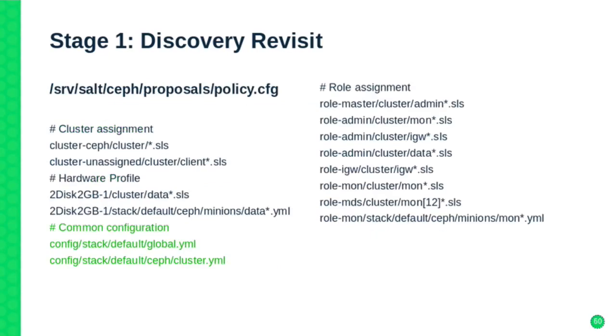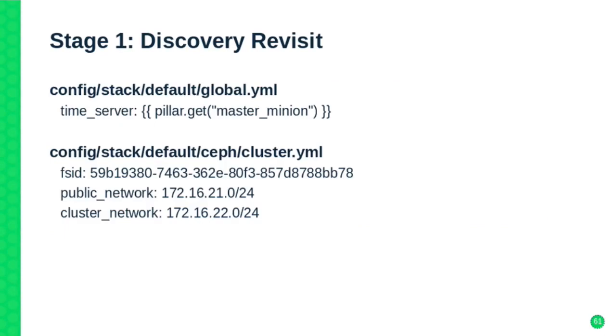I'll skip the hardware profile for just a second and go to the common configuration. The common configuration is holding things like your FSID, your public network, and your cluster network. That's about it. The whole reason is that these are the pieces of information you're going to need for Ceph. Chances are these are things you're not too interested in changing. One exception might be the public network and the cluster network if you feel that those were wrong.